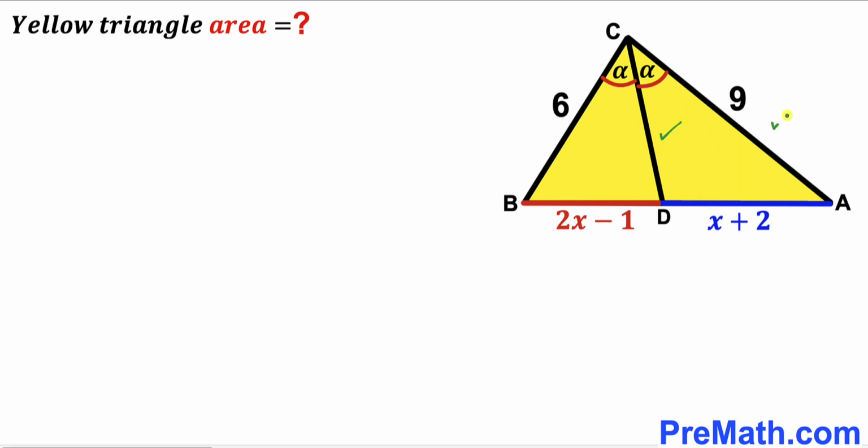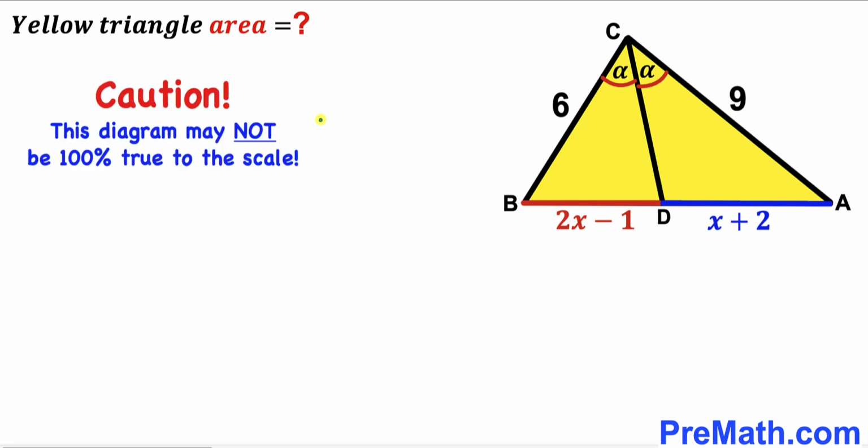Welcome to PreMath. In this video, we have this yellow shaded triangle ABC along with this angle bisector CD, as you can see in the given diagram. In other words, angle BCD is alpha, and likewise angle ACD is alpha as well. Moreover, side length BC is 6 units, whereas the other side AC is 9 units. Furthermore, segment BD is 2x minus 1, and segment AD is x plus 2. Now our task is to calculate the area of this yellow shaded triangle ABC.